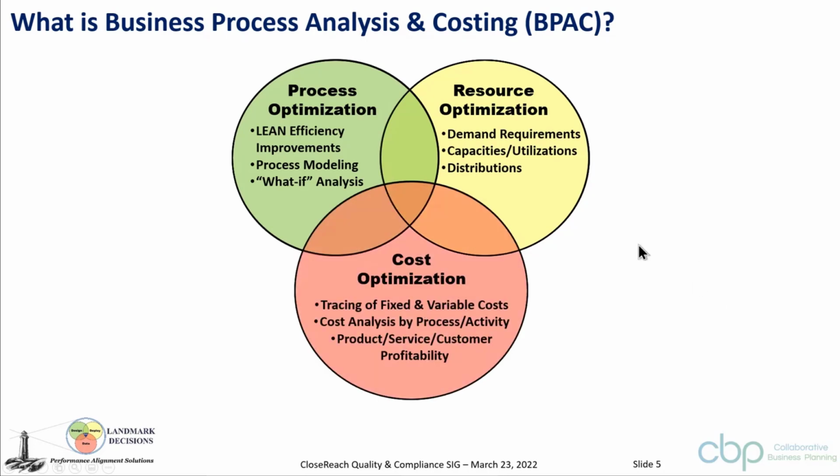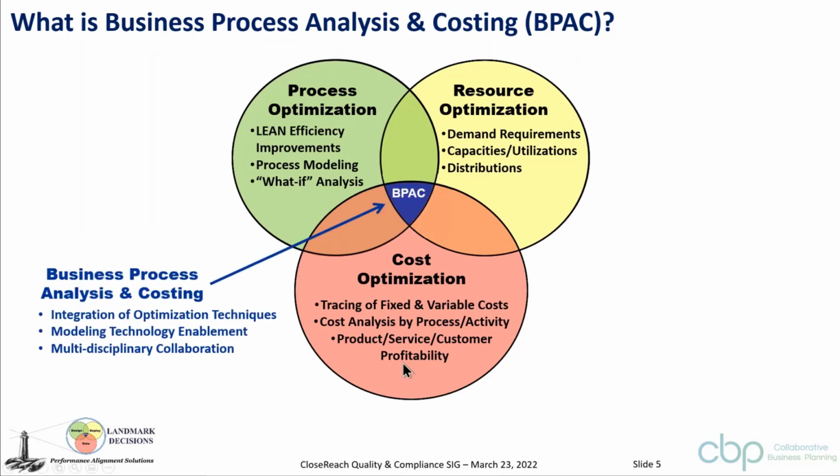And then the last part of that stool is the cost optimization. And this actually ties nicely to the resource optimization, because if you think about it, this is where your dollars exist in an organization. So if you can track how your resources are being deployed, you can actually look at your costs down to your products and services and customers. And then we can do the traceability, both of fixed and variable costs. And when we talk about cost of quality, what we can do then is tag activities and tag resources that are dedicated to cost and compliance in the organization and tally those up. So hopefully that's what I'm going to be able to show you in that demo. So we say BPAC sits at the intersection of this three-legged stool by integrating these optimization techniques and deploying that through this modeling technology called CBP.